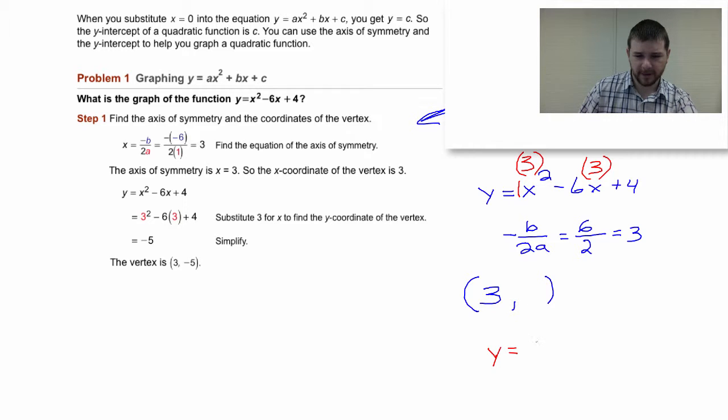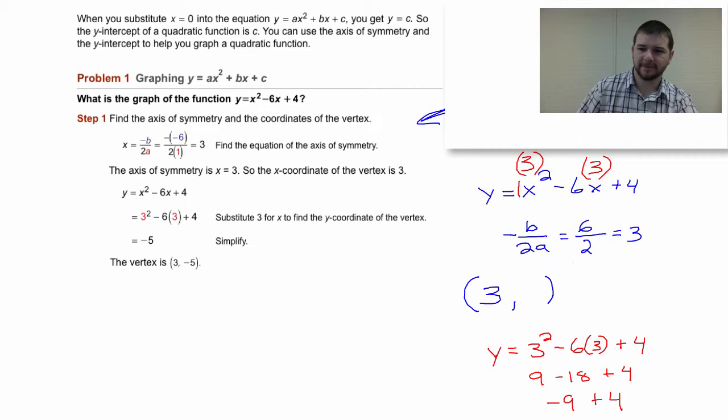Now to find the y-coordinate, we substitute 3 in place of x in the original equation. y equals 1 times 3 squared minus 6 times 3. I really like the parentheses when inserting a value for x. Plus 4. 3 squared is 9, minus 18, plus 4. 9 minus 18 is negative 9, plus 4, and that's negative 5. A quick check against what the book found. Looks good. So now we have the vertex of our parabola.